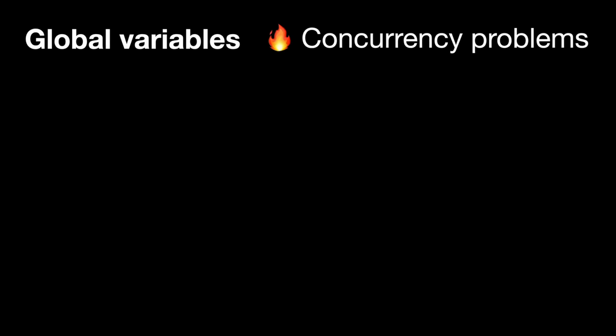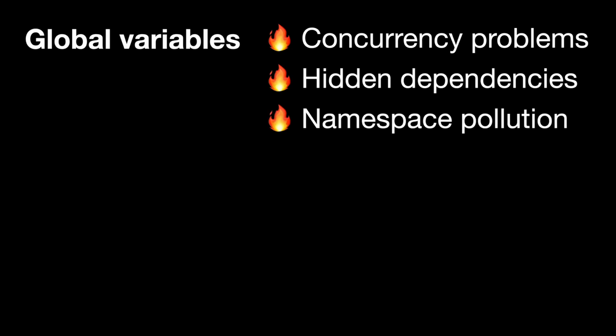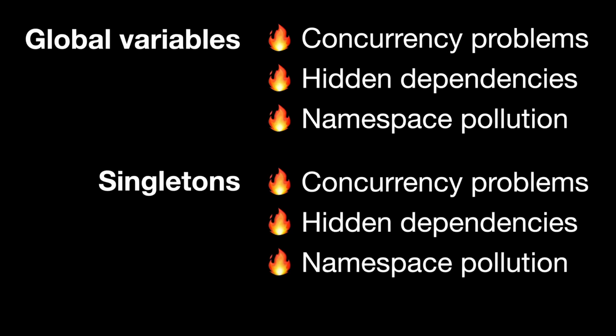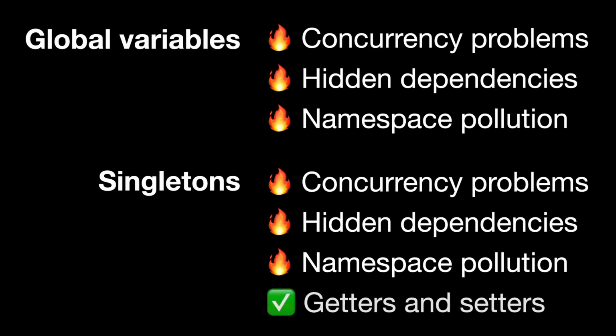Global variables have all sorts of concurrency problems. If you're reading them in various threads, they interact badly. They become hidden dependencies. You can't tell where they're used, therefore they're harder to test and mock. And of course, they have namespace pollution. And singletons give us exactly the same set of problems as global variables, with one important difference, an improvement. We now get getters and setters.